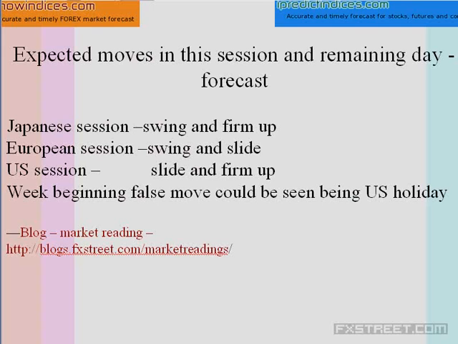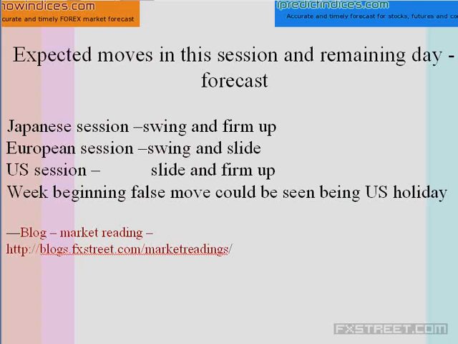Then from the European session onwards, a swing and slide move is expected. Then in the US session, even though it is a holiday in the US, we could come across a quick slide in Euro and GBP and also USD/JPY, and then slow firming up moves could be seen.